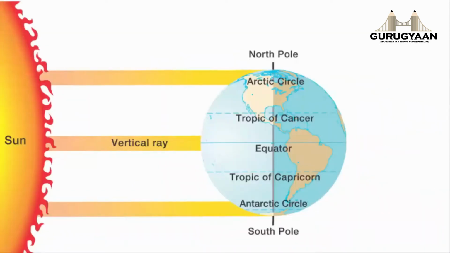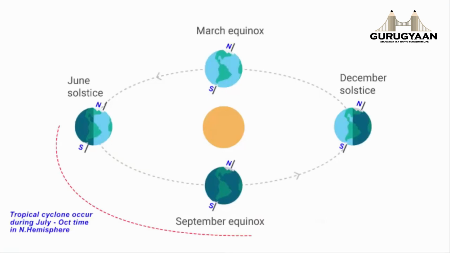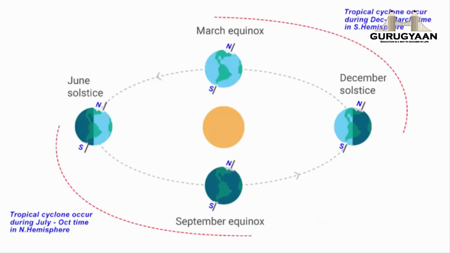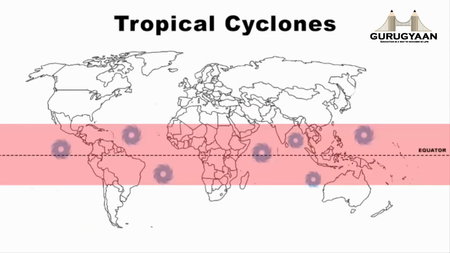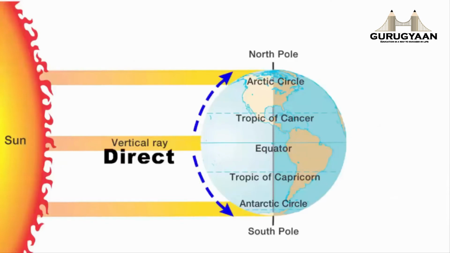Tropical cyclones occur at the time of maximum solar radiation during the summer and autumn season, that is around July to October in the northern hemisphere, and December to March in the southern hemisphere. With this, I hope you have now understood the complete anatomy of a tropical cyclone.